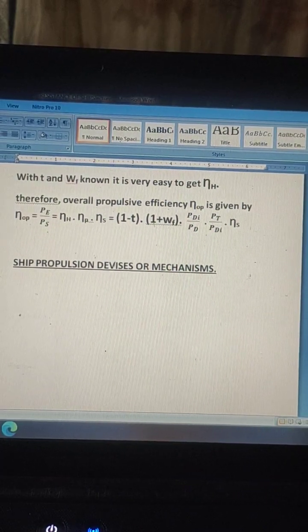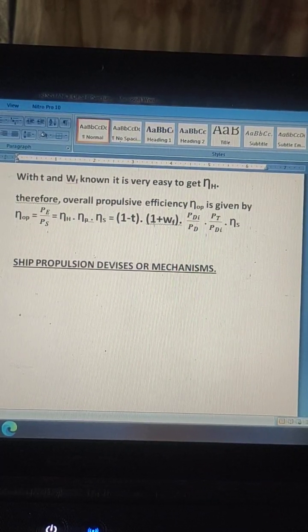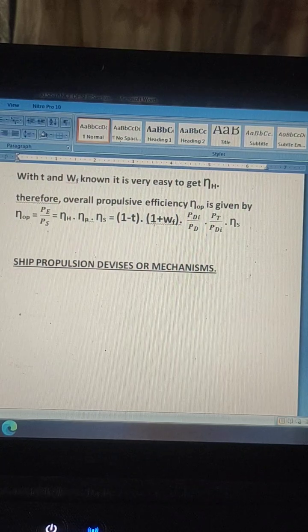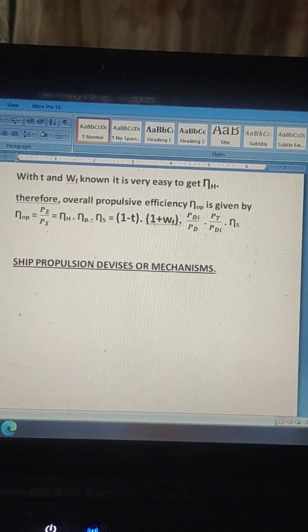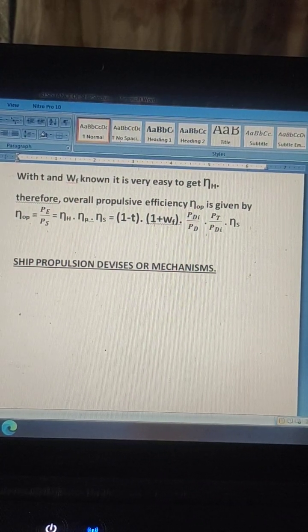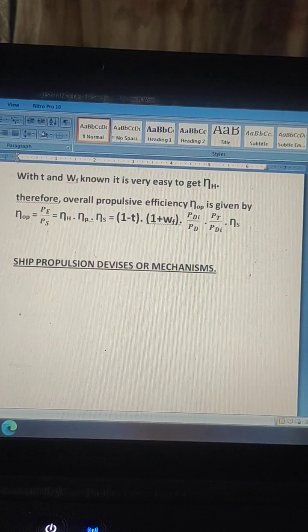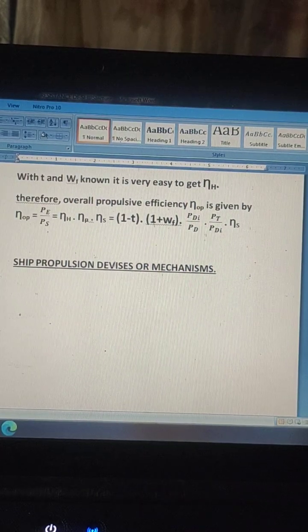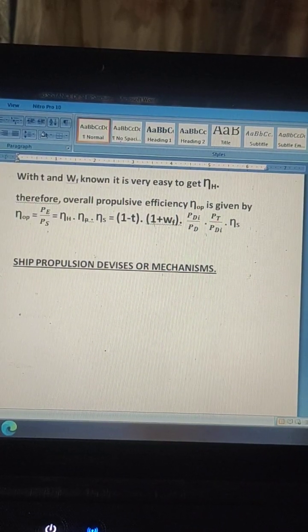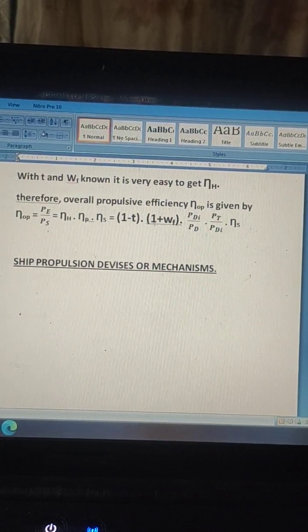So, this is where the lecture today ends. Next time we'll talk about propulsive mechanisms. This I would like you to go through, browse the internet, and be able to know all the mechanisms that are used in actually propelling the ship forward.